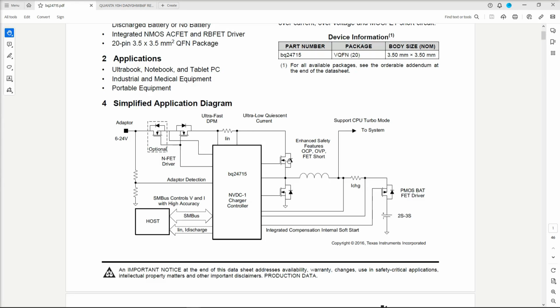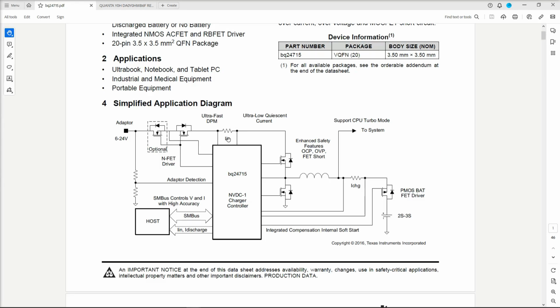We have high side and low side MOSFET, inductor, I charge resistor, and P channel MOSFET. So these are for charging the battery, and this reduces it from 19 volts down to about 9 volts, I think it was. This is an inductor here to keep the DC steady. This is a current sense resistor for the charging current.